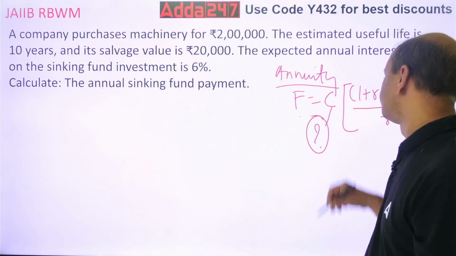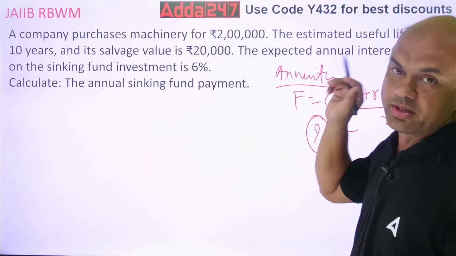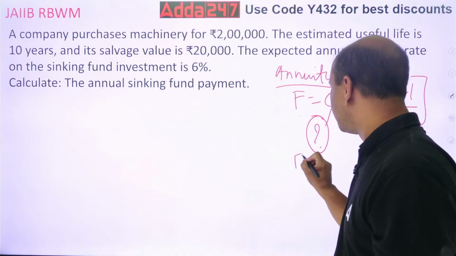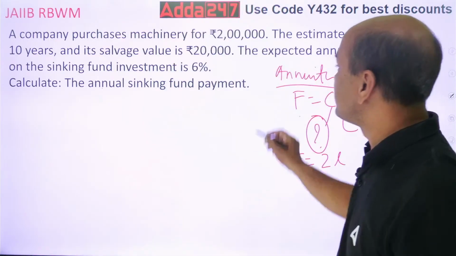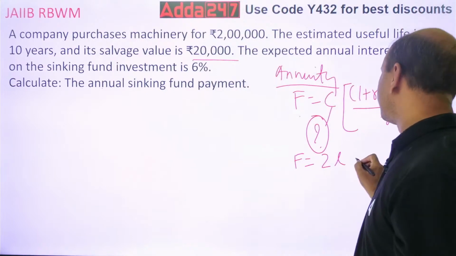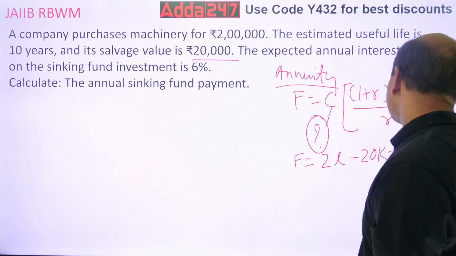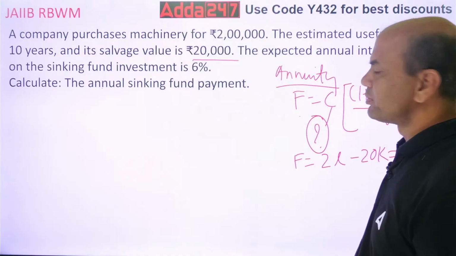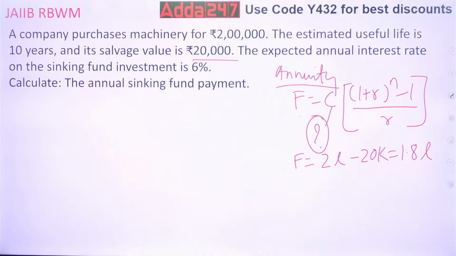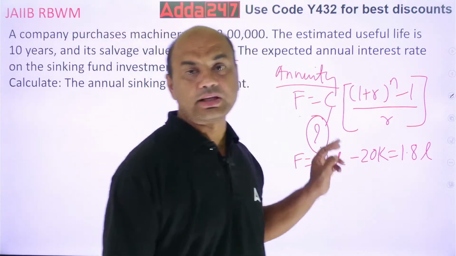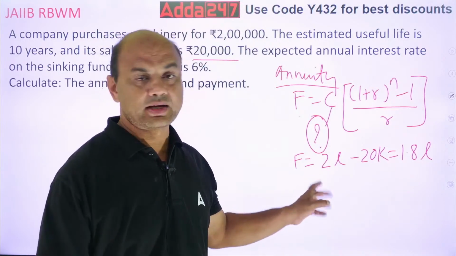First, what is F? It means the end value. F equals 2 lakh minus 20,000. See, salvage value is to be subtracted. 2 lakh minus 20k, so it is 1.8 lakhs. That is your F, the future value, 1.8 lakhs. Everyone understood this? This is very important, because the value here is to be taken after subtracting the salvage value. You need not take 2 lakhs directly.